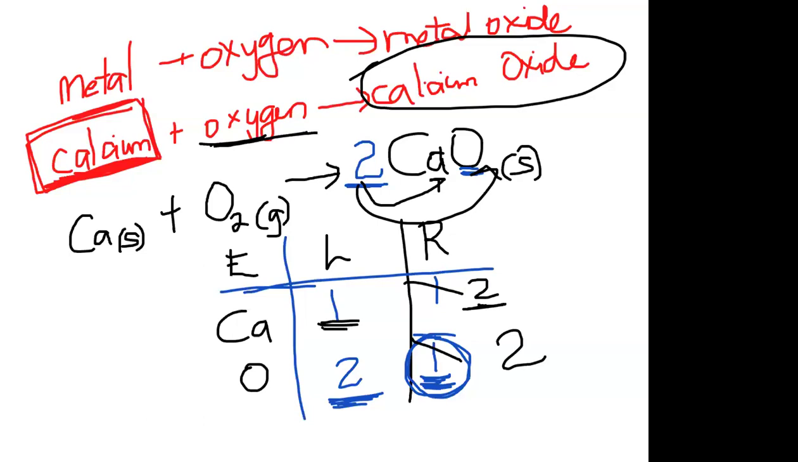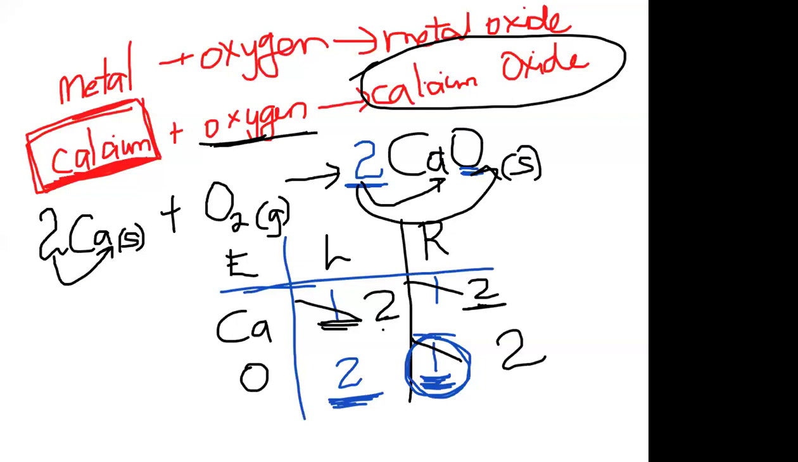1. I ask myself, what number multiplied by 1 gives me 2? 2. So I go ahead and I put the 2 in front of the calcium. This 2 will multiply by the 1 calcium atom that is there. So now I have 2 calcium ion.